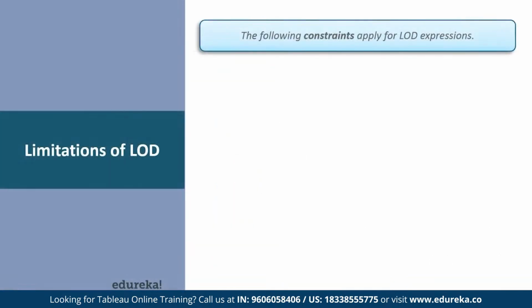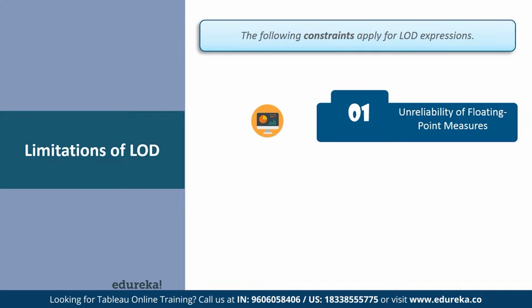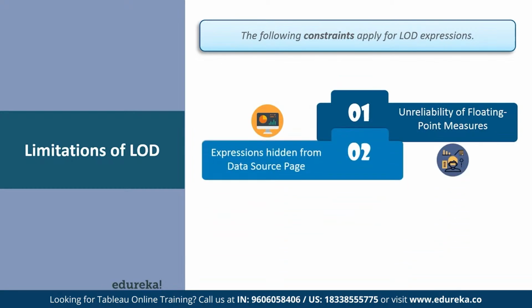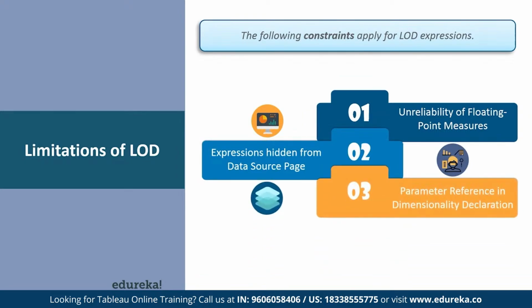And finally, let's discuss the limitations of level of detail. Now, there are a few limitations and constraints that apply for the level of detail expressions. Level of detail expressions that reference floating point measures can behave unreliably when used in a view that requires comparison of the values in the expression. The LOD expressions are not shown on the data source page. While referencing a parameter in a dimensionality declaration, we cannot use parameter values. We have to always use the parameter name. So if you do not know the parameter name, then you're going to face a problem with dimensionality declaration.